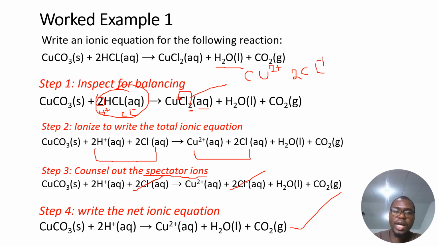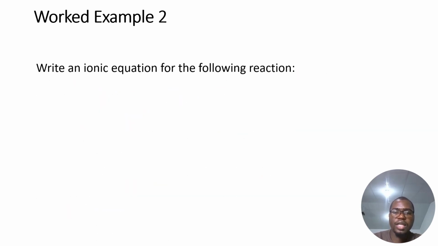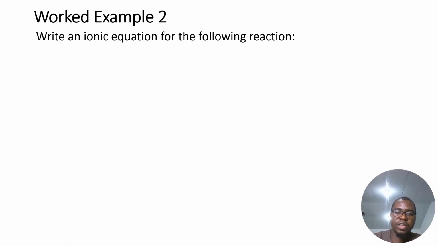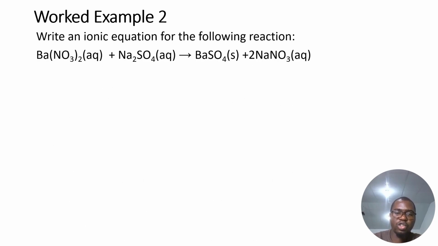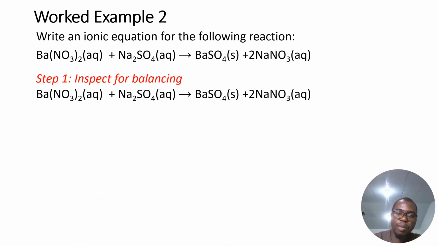Okay, let's look at another example. In here, we are supposed to write an ionic equation of the following reaction. Like I mentioned, I already balanced the equations. So step 1, you are supposed to inspect, but I'm telling you I already balanced. However, never ever assume that it is self-balanced. Check it. If it's not balanced, balance it.